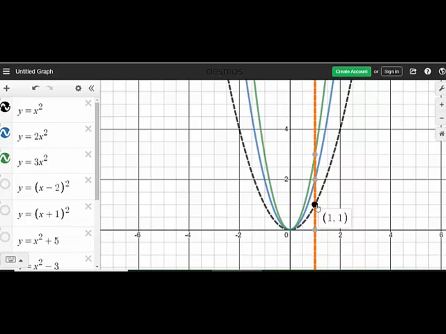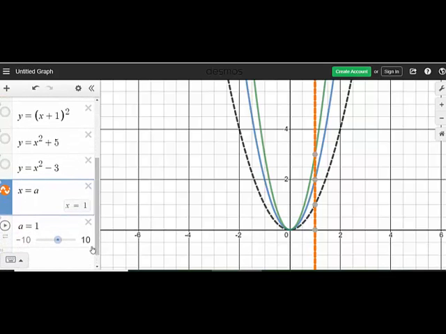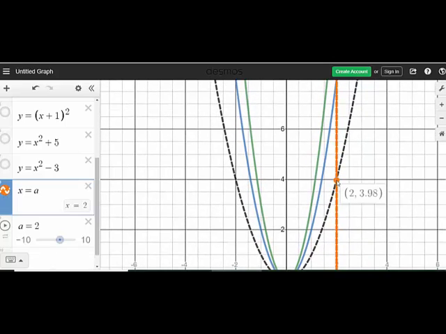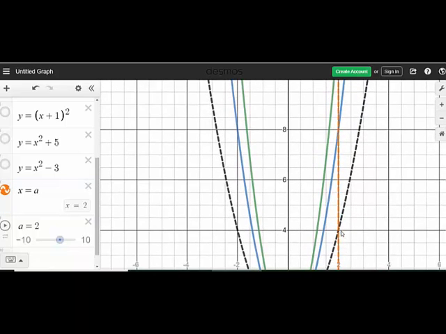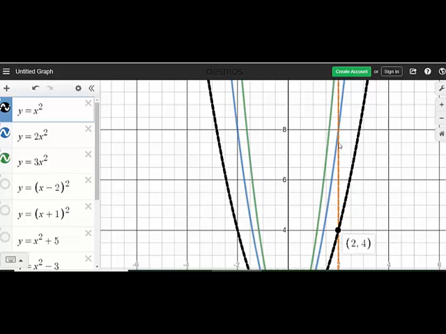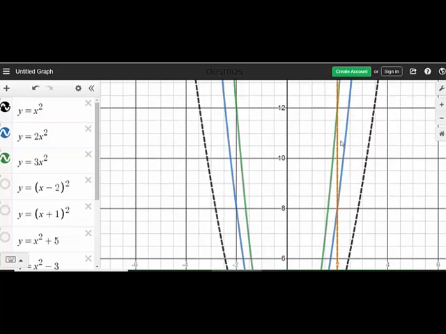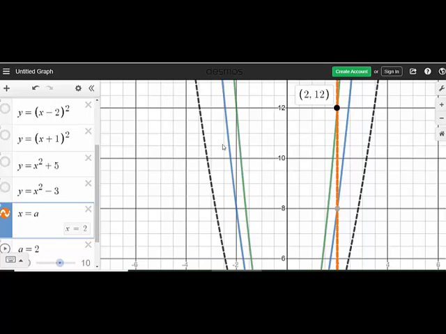And so here we have the point 1, 1. On the blue graph, when we have a 2 out front, we have a point of 1, 2, so a y value of 2. And on the green graph here, we have a point of 1, 3, a y value of 3. If we change the location of that bar, let's move it along here a little bit, see if we can do 2. Similar idea. My original graph was at 2, 4. My blue graph now is at the point 2, 8. And my green graph, if I go all the way up here, is at the point 2, 12.